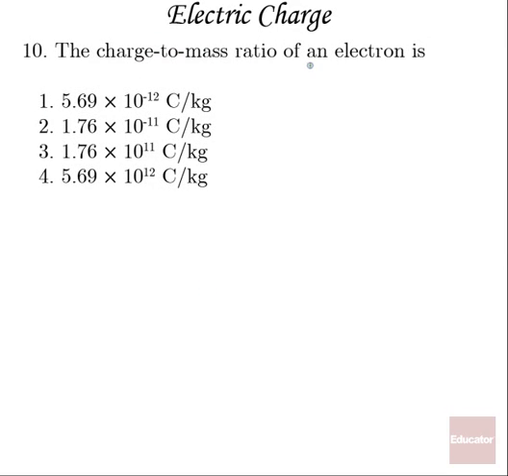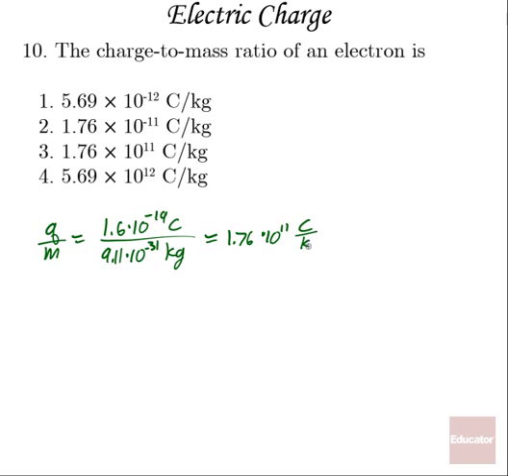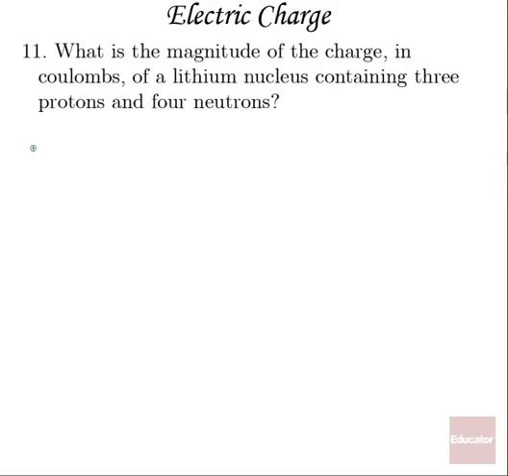Number 10, the charge to mass ratio of an electron. Well, charge of an electron divided by the mass of an electron. The charge on an electron is 1.6 times 10 to the minus 19 coulombs, and the mass of an electron is 9.11 times 10 to the minus 31 kilograms. So what we're going to end up with here is about 1.76 times 10 to the 11th coulombs per kilogram. Answer number 3. All right, one more here.